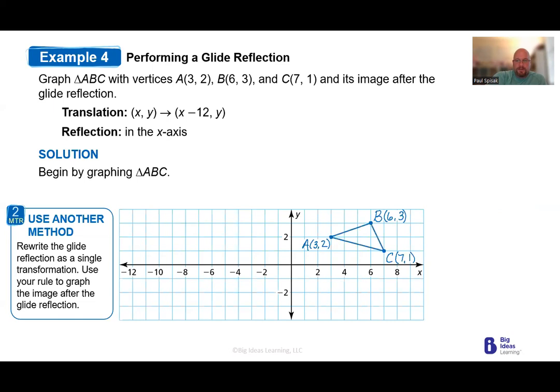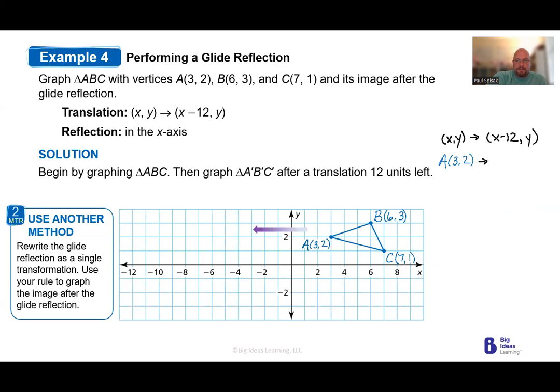So here's our original triangle. We're moving every single one of them 12 units to the left. So along the vector, 12 units long, exactly horizontal. So each one, again, just subtracting 12 from the original x values. So when you subtract 12 from 3, you get -9. When you subtract 12 from 6, you get -6. When you subtract 12 from 7, you get -5. So that's the first step.